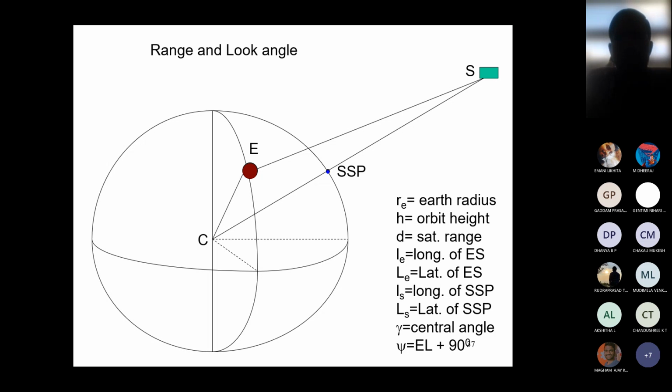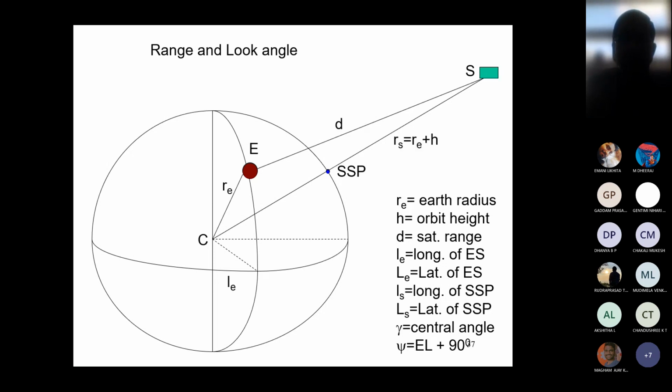Welcome to the next lecture of satellite communication. If you recall, in the previous class we discussed how to find the range, the elevation angle, as well as the azimuthal angle. By taking one example, we have seen in what different scenarios we can find the azimuthal angle.